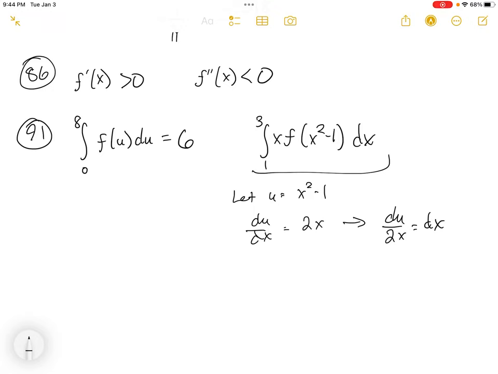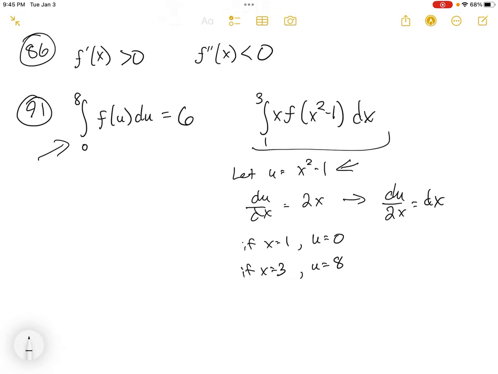Oh, sorry, I want to do one more thing. If x is 1, then u would have to be 0, because x squared minus 1, 1 minus 1 is 0. And if x is 3, the upper limit over there, then u, of course, is 8. Well, that's nice because those are my limits over to the left. So let's rewrite this expression to the right in terms of u. So that would be u goes from 0 to 8. And then I'm going to have this x. I'm going to have f of u.